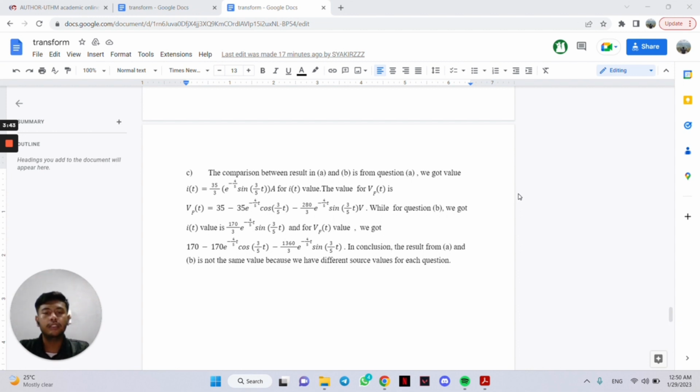So for the conclusion, the results from A and B are not the same because we have a different source value for each question.